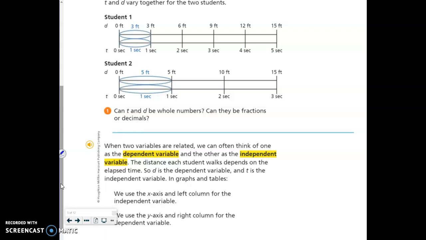All right, so it says, can t or d be whole numbers? Well, obviously we're looking at them being whole numbers right now, but can they also be fractions or decimals? Yes, they could. As we move forward here, you're going to see that depending on what we are using for our unit rate, we might end up with some mixed numbers, we might end up with some decimal numbers.